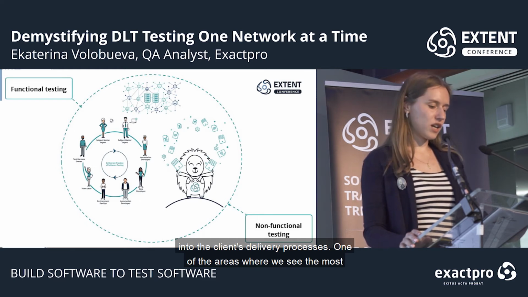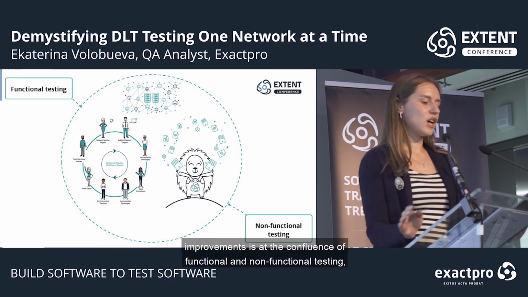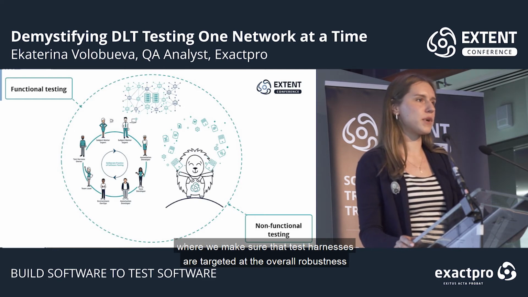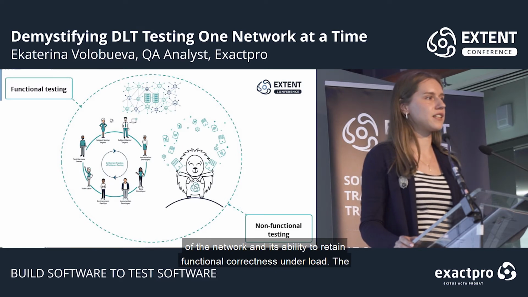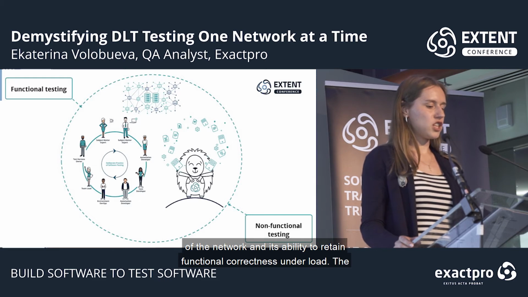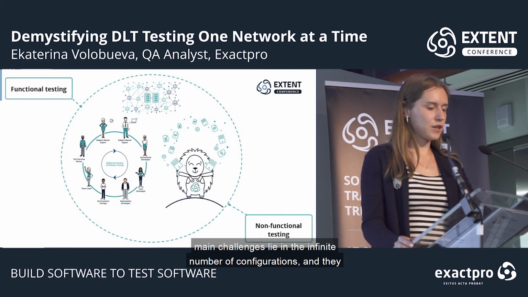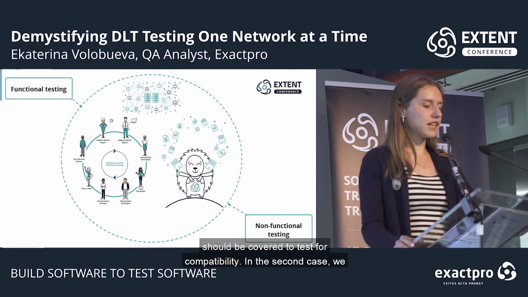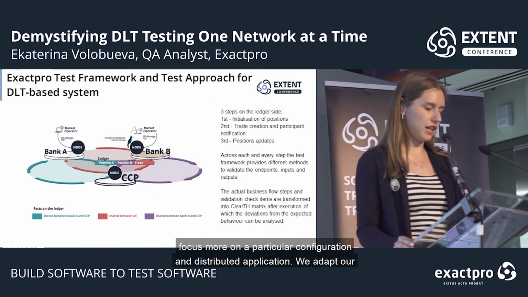One of the areas where we see the most improvements is at the confluence of functional and non-functional testing, where we make sure that test harnesses are targeted at the overall robustness of the network and its ability to retain functional correctness under load. The main challenges lie in the infinite number of configurations, and they should be covered to test for compatibility. In the second case, we focus more on a particular configuration and distributed application.